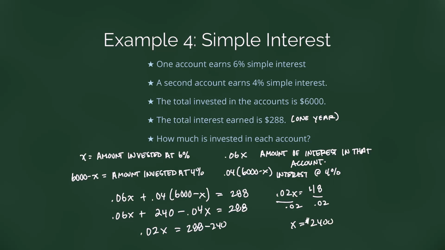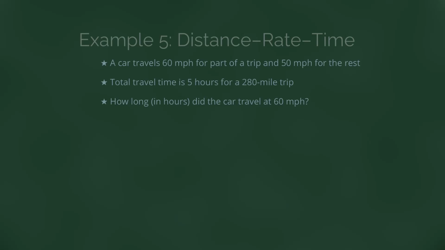So our final answer here is that we have $2,400 invested at 6%, $6,000 altogether, which leaves $3,600 invested at 4%.